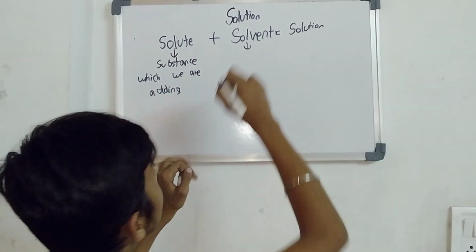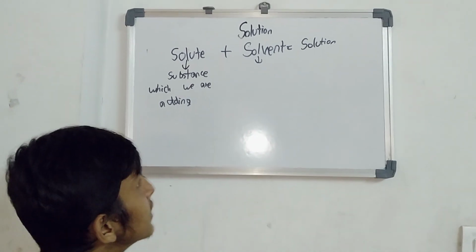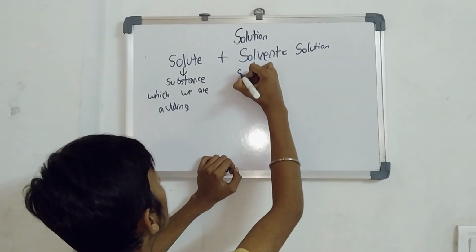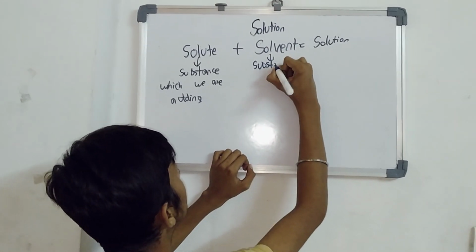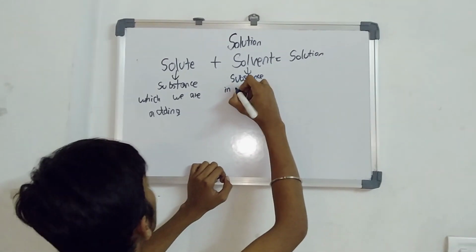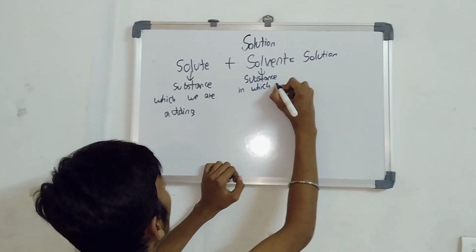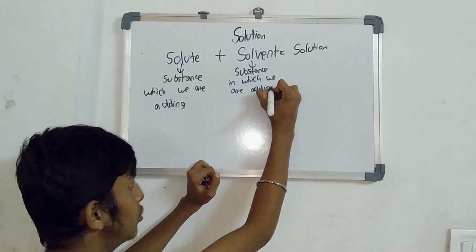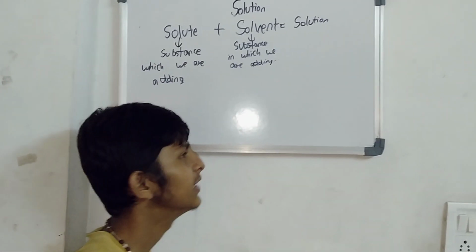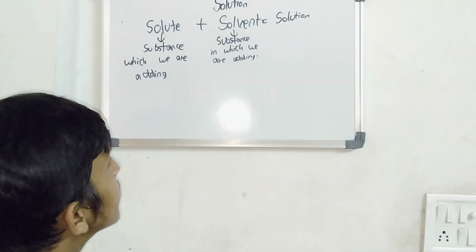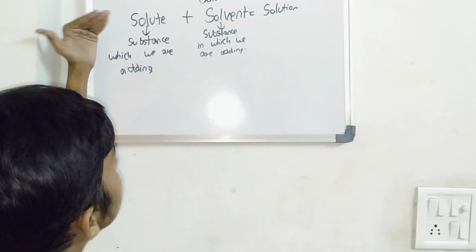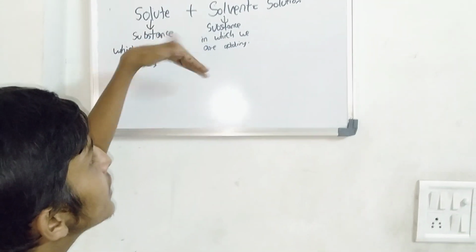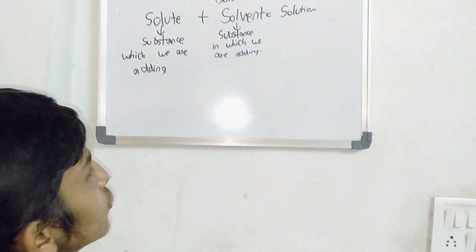And what is solvent? The substance in which we are adding. Not understood? Okay, don't worry. Now we will take an example and see what a solution is. Solute is the substance which we are adding, and solvent is the substance in which we are adding. So let's take an example.